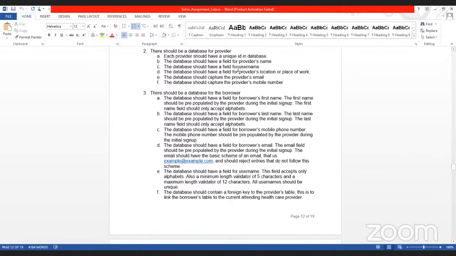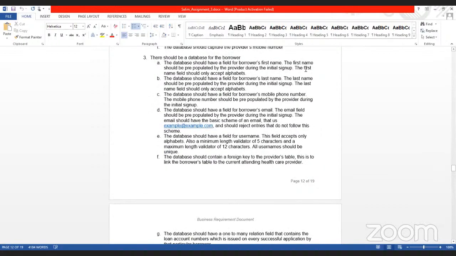The provider should also have a database with a unique ID for each provider, so that we can track them quite easily. Also, we should capture the name of the provider. There should be a unique username, the location or place of work, the email and the mobile number. The borrowers also have a database for their first name and last name, and there are also restrictions.